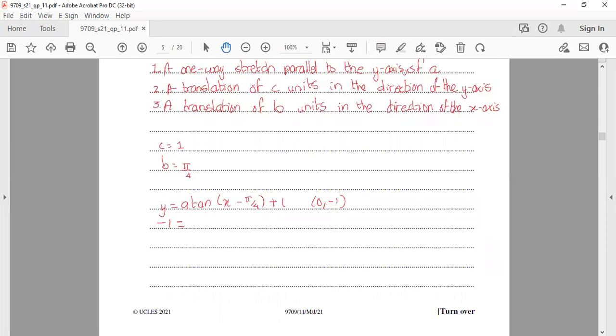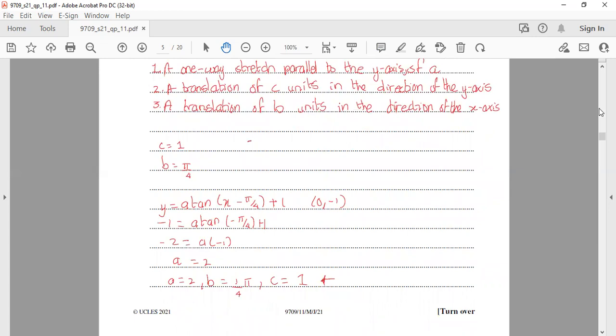So minus 1 is equal to a tan of 0 minus pi by 4, which is minus pi by 4, plus 1. So minus 2 is equal to a times minus 1. Therefore, the value of a is equal to 2. So a is equal to 2, b is equal to 1/4 pi, and c is equal to 1. And you have your answer.